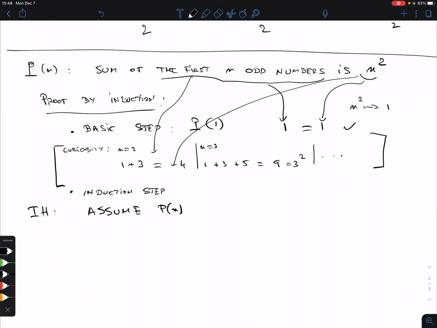Remember, induction hypothesis. So assume Pn, that means assume that 1 plus 3 plus 5 plus ... plus. Now, we have to write down what is the nth odd number. We need a formula for that, okay? So the first odd number is 1. The second odd number is, what is that? Well, that is 2 times 2 minus 1. 5 is 2 times 3 minus 1. 7 is 2 times 4 minus 1. So it seems that the nth odd number is 2n minus 1.